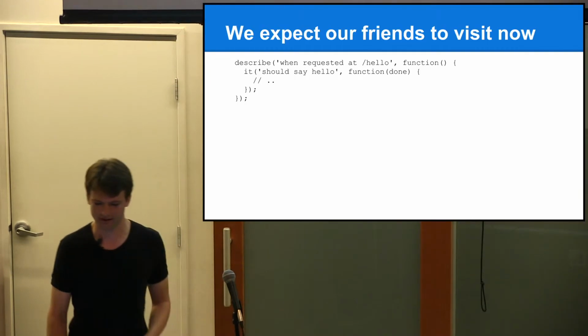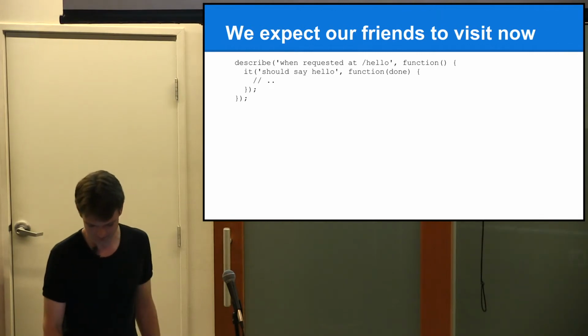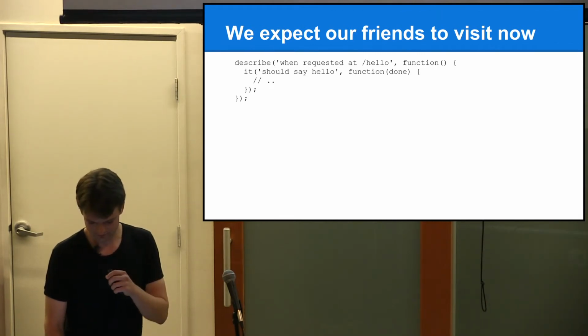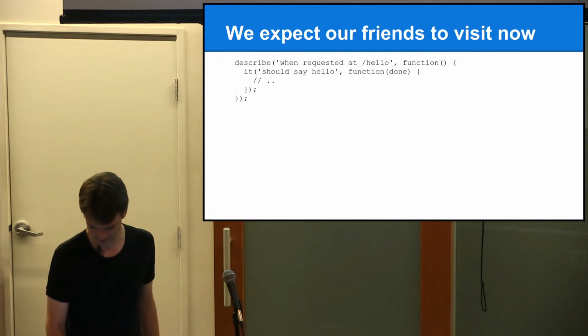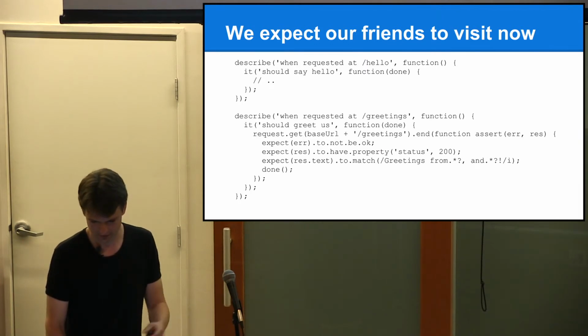Okay, so we expect our friends to visit now. Let's get back to the web app. We have the model safe and sound. Now that we're confident in the model, we have the test and the actual code that we've come to the best implementation. Let's go back to the test for the web app. We already had an existing hello test there. Let's write one for greetings.